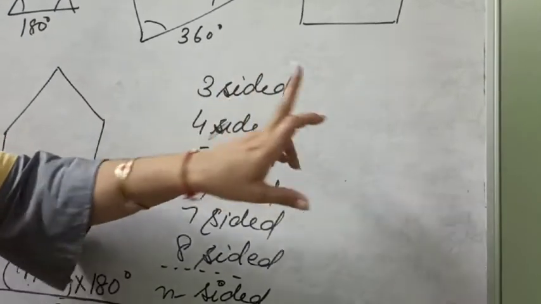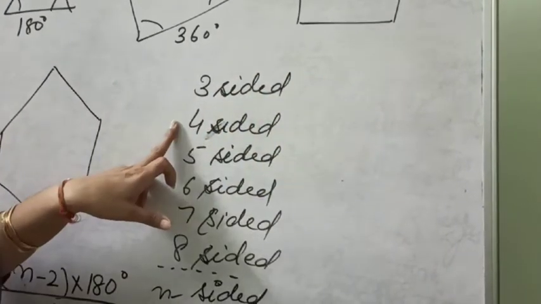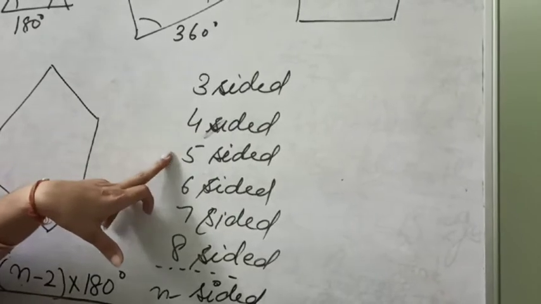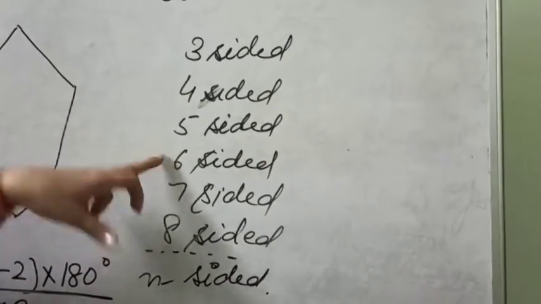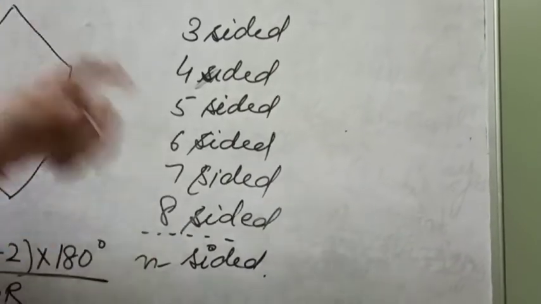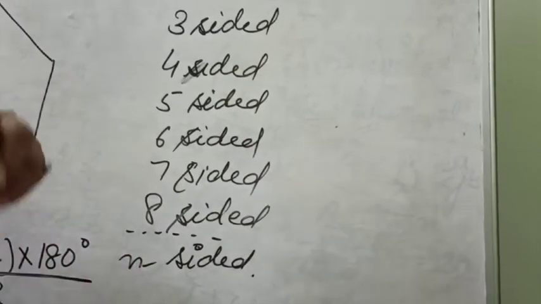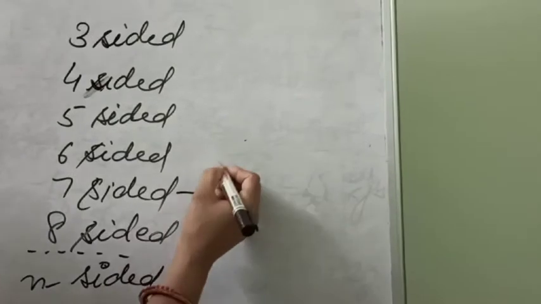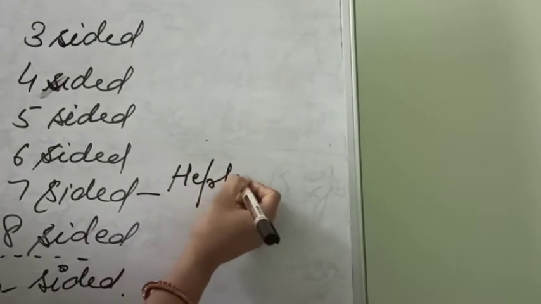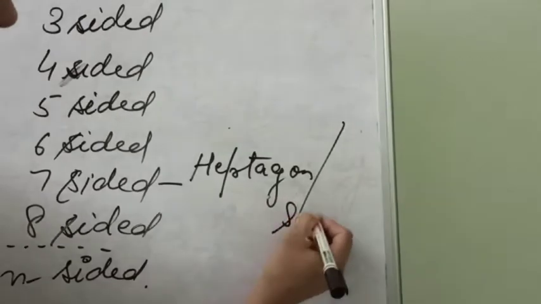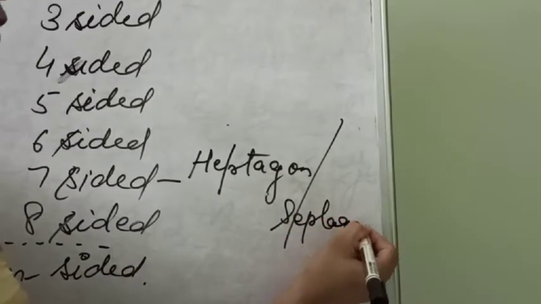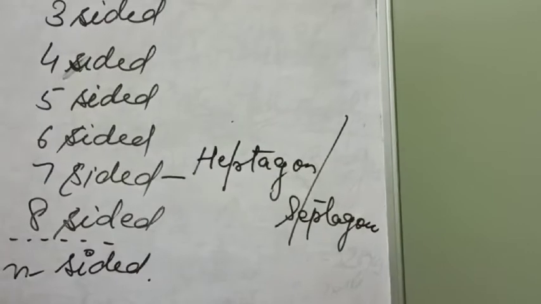A 3-sided polygon is a triangle, a 4-sided polygon is a quadrilateral, a 5-sided polygon is a pentagon, a 6-sided polygon is a hexagon, and a 7-sided polygon we call a heptagon or septagon. For 7-sided there is always a confusion. It's heptagon, or sometimes in most of the books it's also given as septagon. Both are correct, heptagon and septagon.